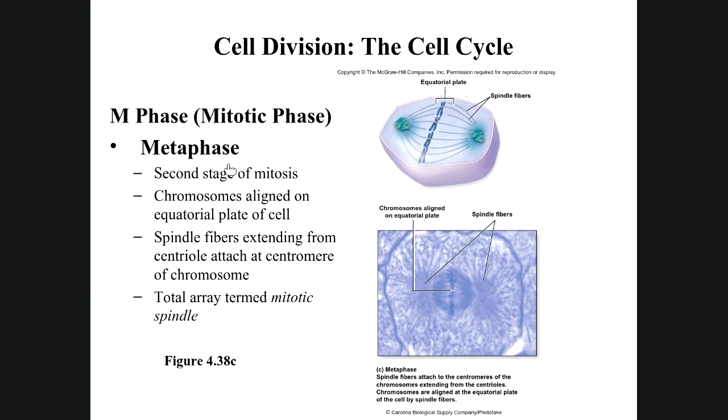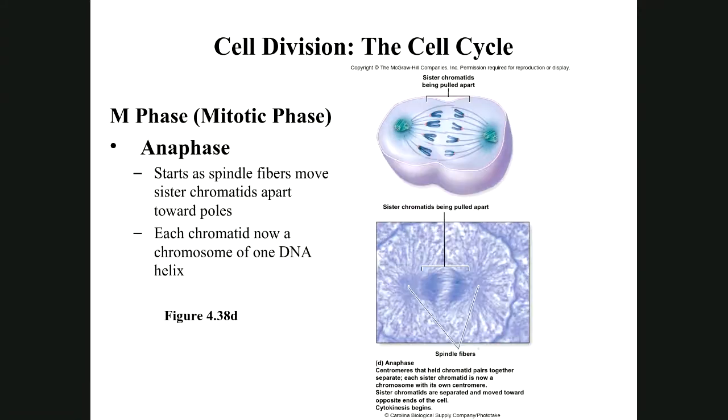Metaphase is the second stage of mitosis. Chromosomes are going to align in the middle of the cell along the equator, or the metaphase plate. Anaphase starts as the spindle fibers move the sister chromatids apart to opposite poles of the cell. Anaphase is when the sister chromatids that make up the chromosome split apart and move to opposite poles of the cell. It is the shortest phase of mitosis.